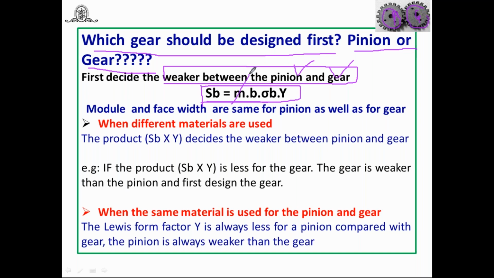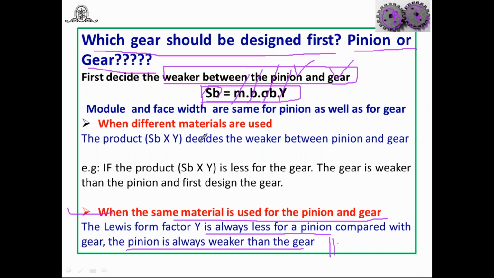Because m remains the same. Then b is also the same, 10 times the module. Then sigma_b, the bending stress based on S_ut by 3, with S_ut being the same for the same material, is also the same. And for a pinion, the number of teeth is less. That's why the pinion is always weaker for the same material. Therefore, when pinion and gear are made up of the same material, the Lewis form factor Y is always less for the pinion, and then the pinion is weaker, and the pinion should be designed first.